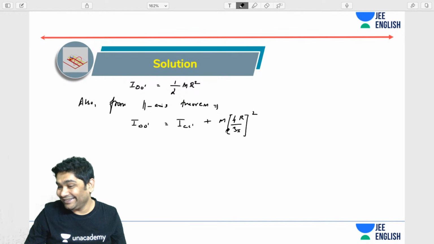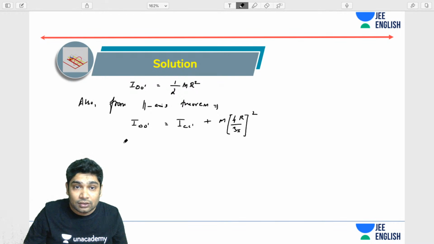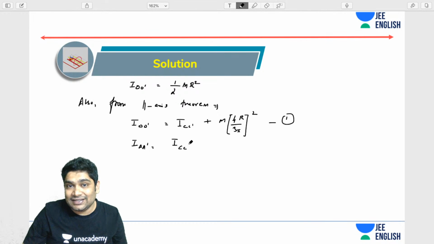Correct? Okay. And so let's call this equation number 1. And also I_A dash. How much would that have been? That would have been I_CC dash plus m of, and this particular distance would have been r minus 4r by 3 pi. Agreed?